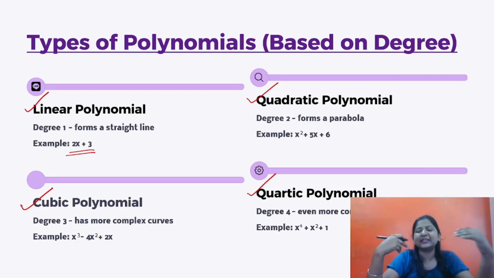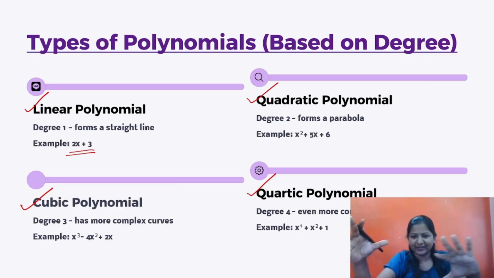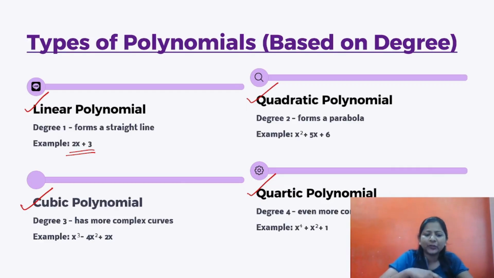We will discuss it further in the session or in the next session. Don't worry about how it forms a straight line and all. Just remember a few things. A quadratic polynomial will form a parabola. A cubic forms a complex curve. So, understood everyone about the types of polynomials we have discussed, based on terms and based on degree.